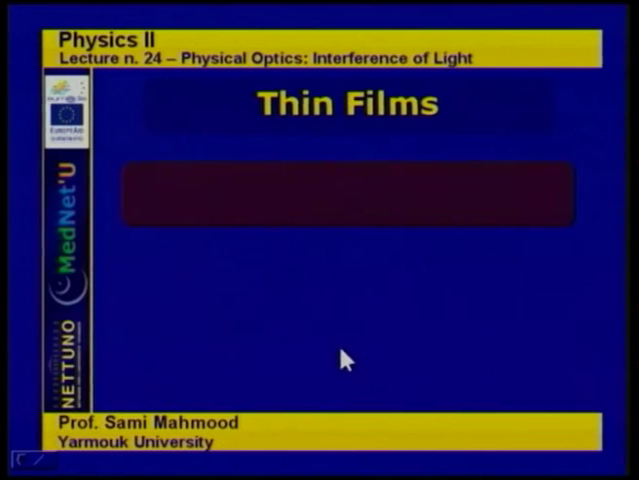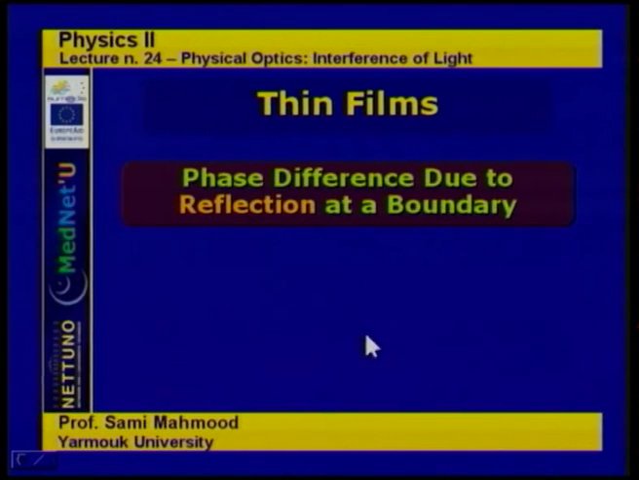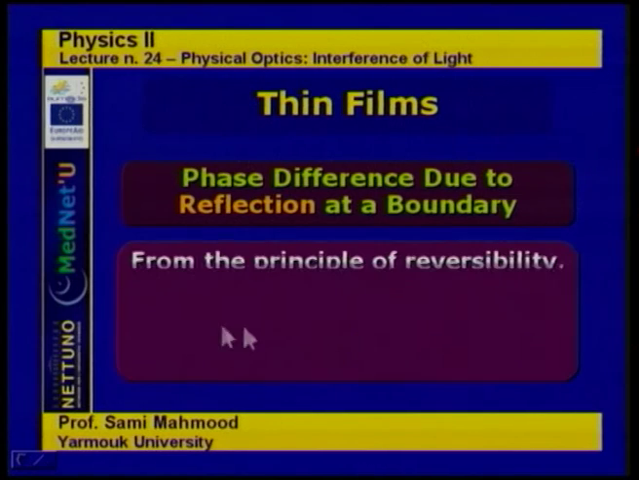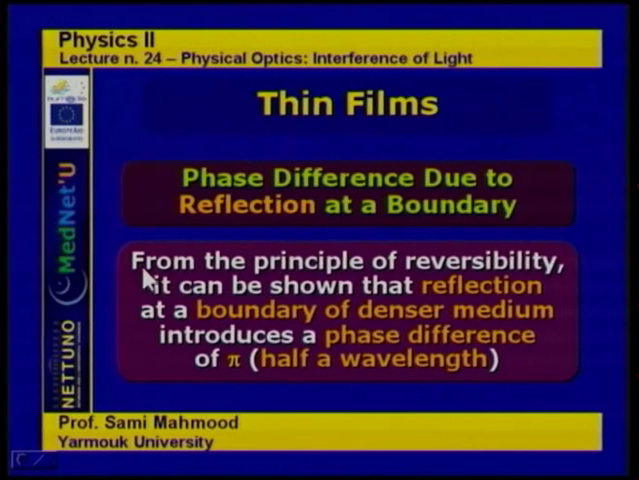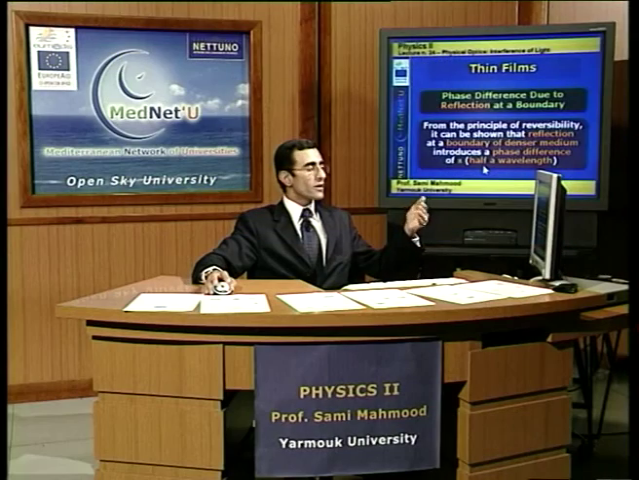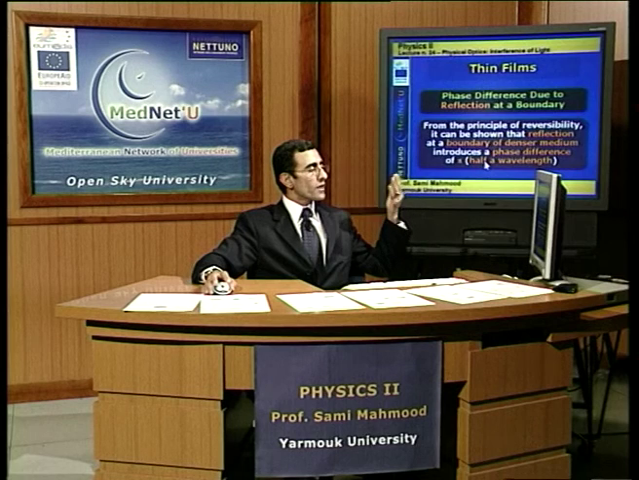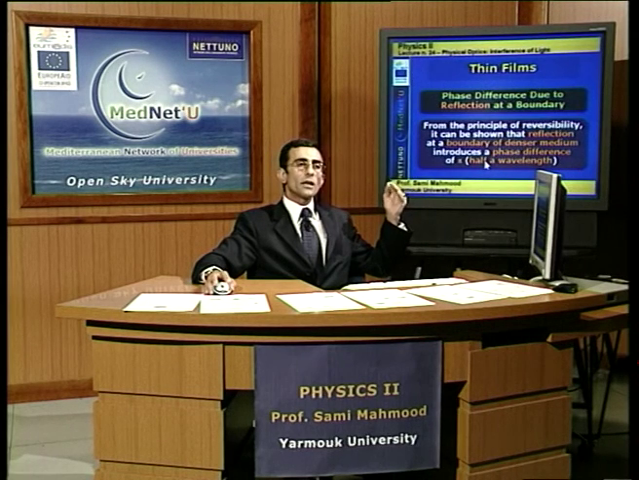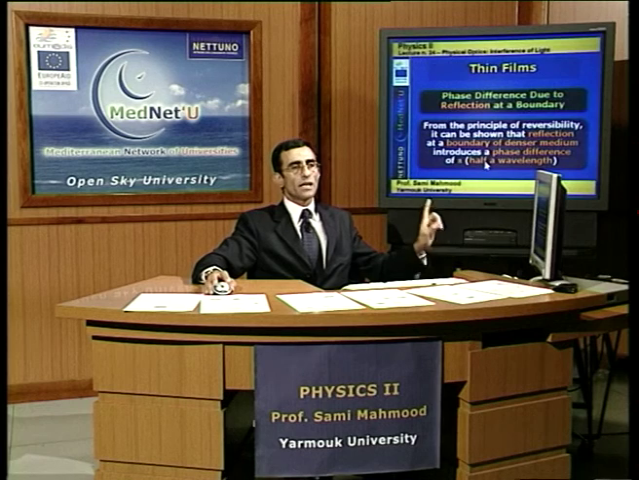And now this is the phase due to the optical path, and the phase difference due to reflection at the boundary, we can calculate it from the principle of reversibility. It can be shown that the reflection at a boundary of a denser medium introduces a phase difference of pi, which is half a wavelength. However, the reflection at a boundary of a lighter medium does not introduce any phase difference.